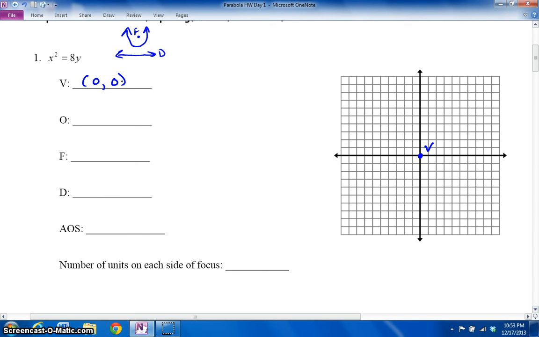Now a quick equation for a p-value, 4p equals 8, the number or coefficient in front of the variable that is not squared. Alright, solving for p, 8 divided by 4 will give us 2. Since p is positive, that verifies it again that the parabola will open upward.